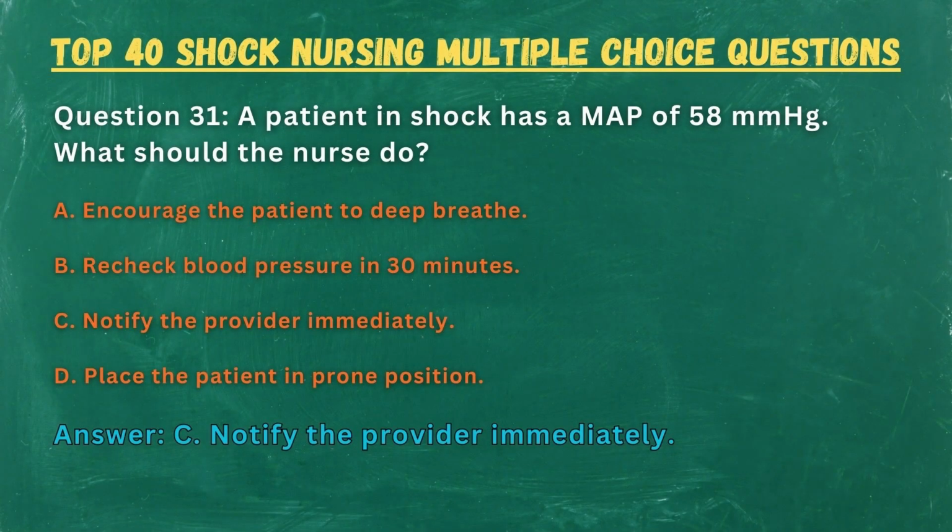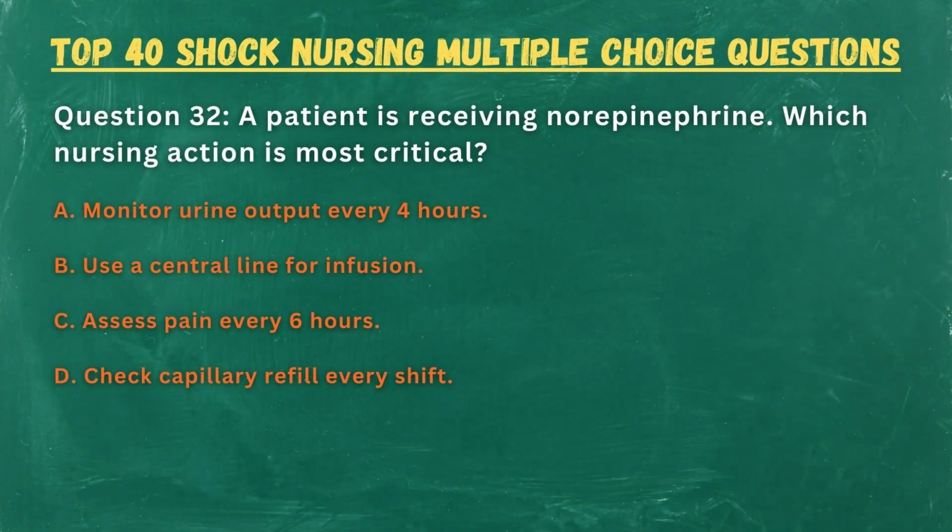Answer: C. Notify the provider immediately. Question 32. A patient is receiving norepinephrine. Which nursing action is most critical? A. Monitor urine output every 4 hours. B. Use a central line for infusion. C. Assess pain every 6 hours. D. Check capillary refill every shift.